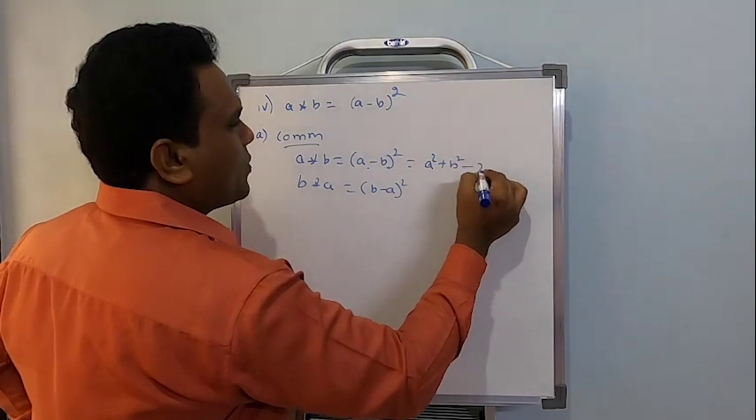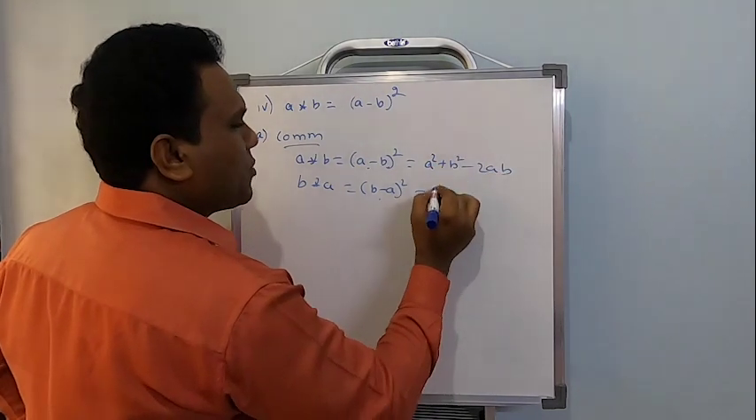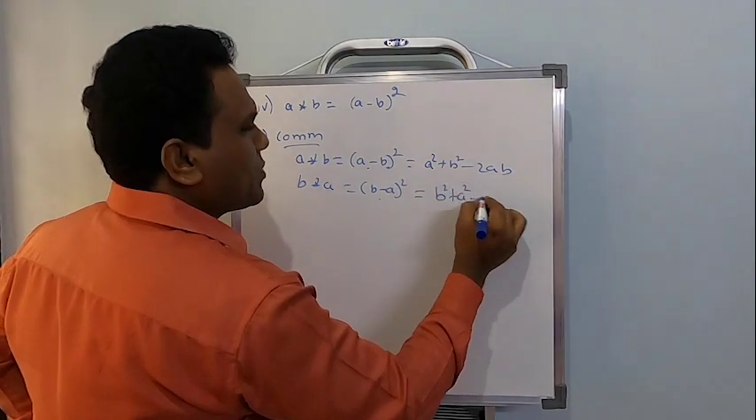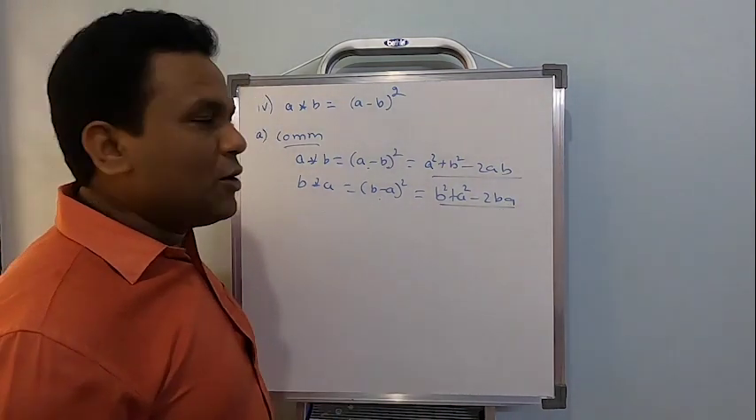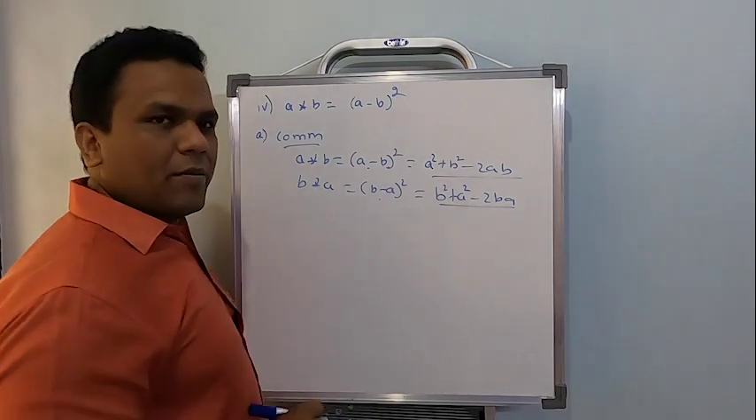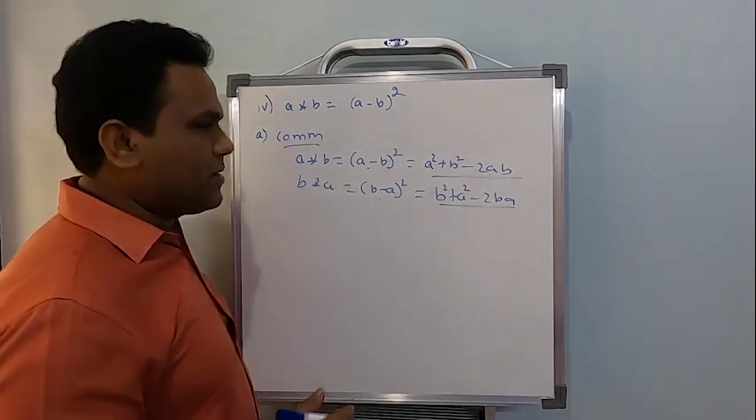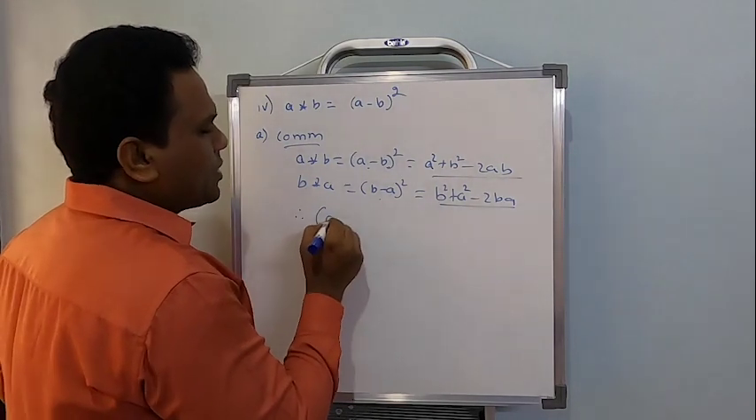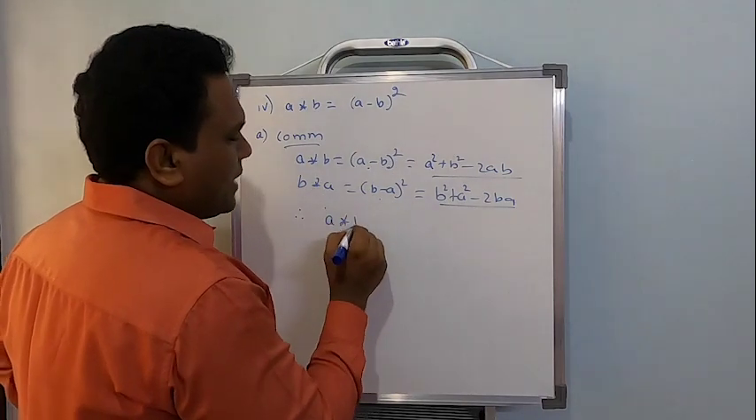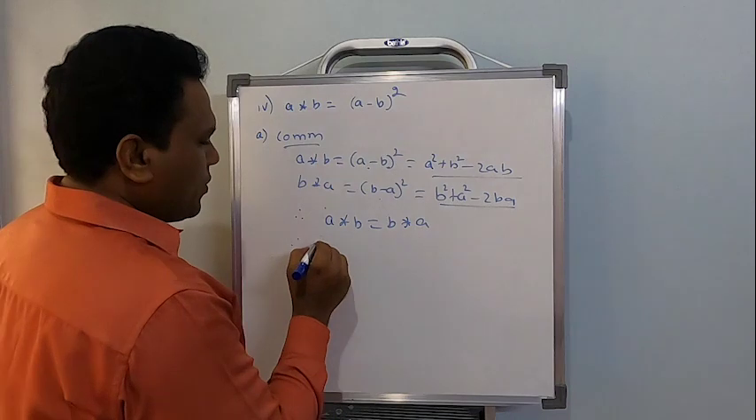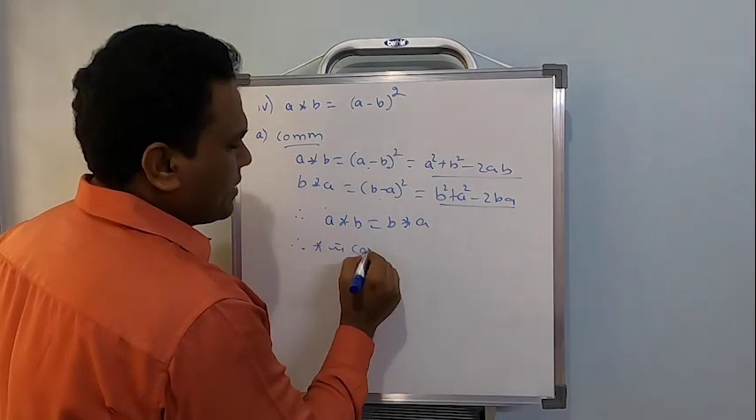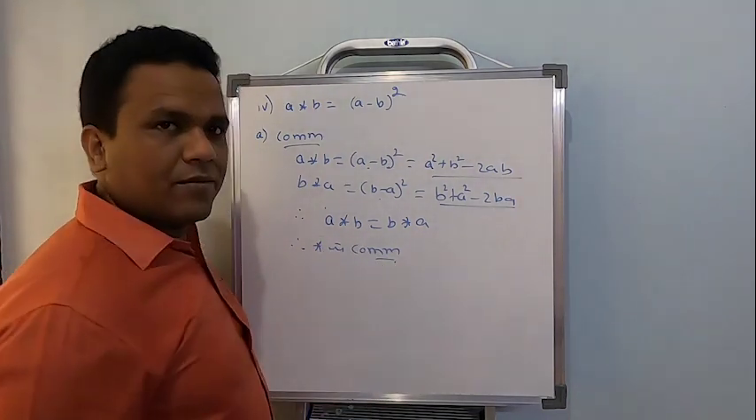A square plus b square minus 2ab, correct, right? And what is this? B square plus a square minus 2ba. Certainly these two are equal. You write a minus b the whole square or b minus a the whole square, both are going to be same. So you can come to a conclusion. Therefore, a star b is equal to b star a. Therefore, star is commutative. Right?